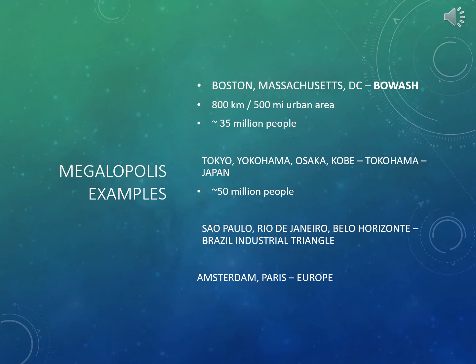You also have the Tokushima, Japan area, which considers Tokyo, Yokohama, Osaka, and Kobe, with 50 million people. In South America, you have the Brazil Industrial Triangle, which is Sao Paulo, Rio de Janeiro, and Belo Horizonte. In Europe, you have the connection between Amsterdam and Paris. All of these are considered megacities, and then together they are considered a megalopolis.